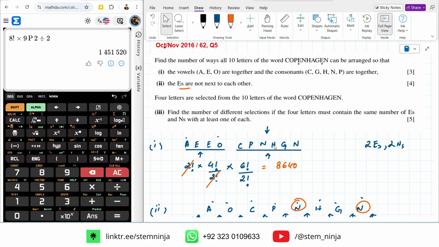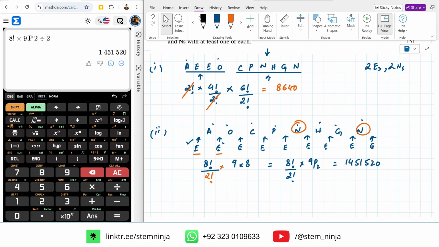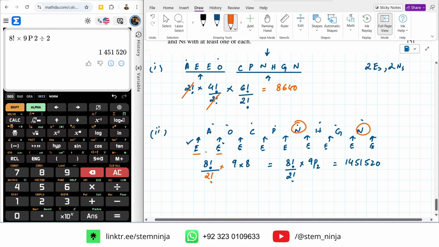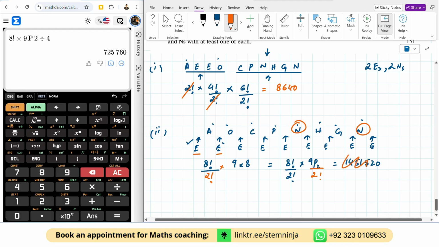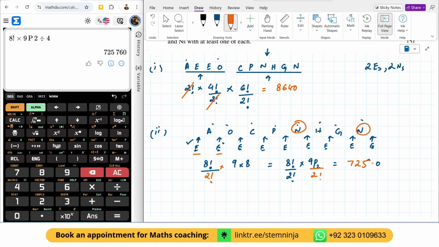Oh, I forgot one thing, E's are also duplicate, right? So these are identical E's, so you would have to divide by 2 factorial also. So divided by 2 further, this would be 725760. I think this should be correct.